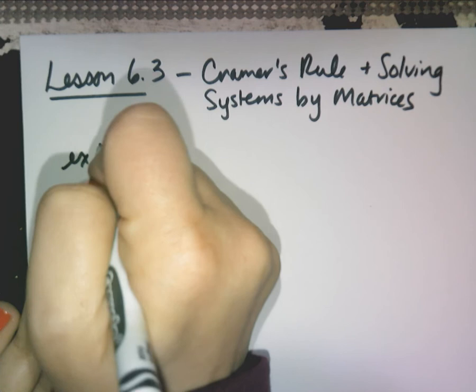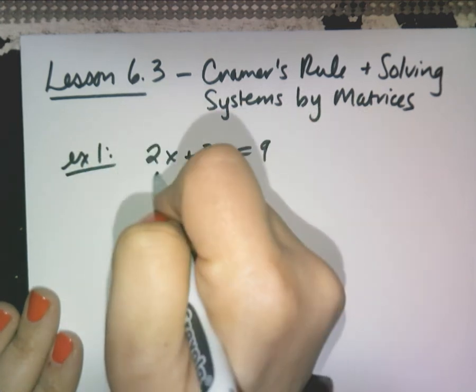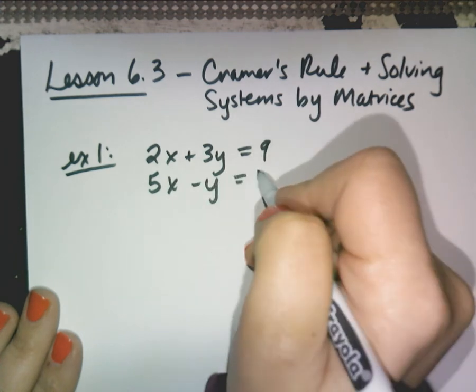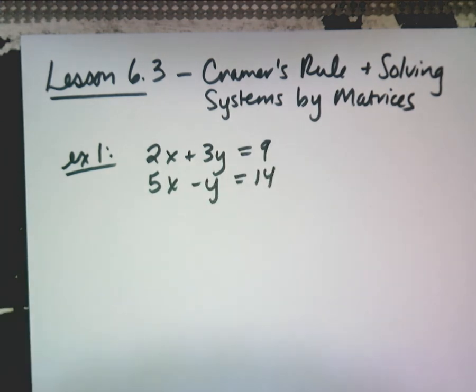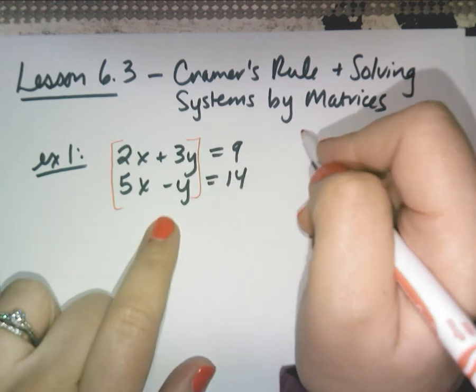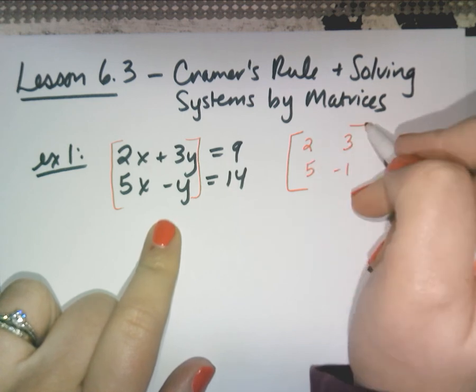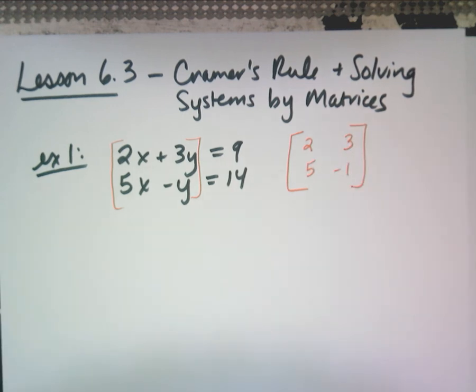So this is our first example. You're going to do 2x plus 3y equals 9 and 5x minus y equals 14. And I'll be honest with you, I am so good at solving a system by hand, like doing the elimination method, that I would never have even thought to do it this way, but I'm going to do it this way anyway, just to show you. Okay? What you're kind of concerned about first is the 2, 3, 5, and -1 matrix. We'll call that A.